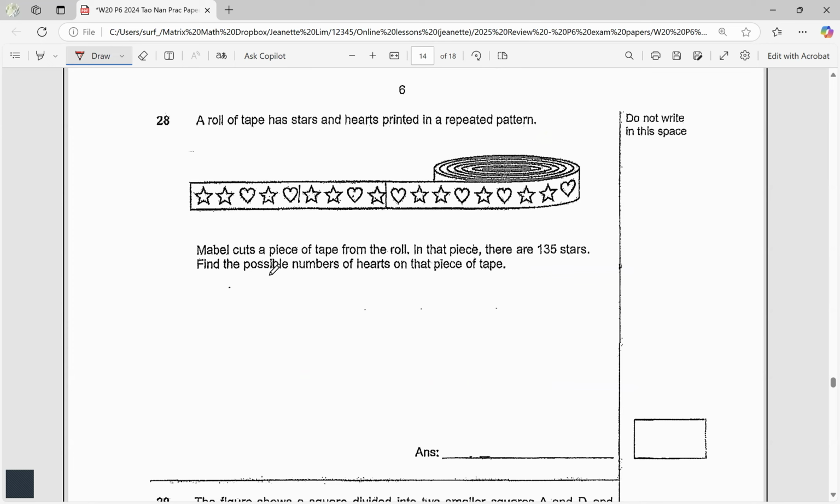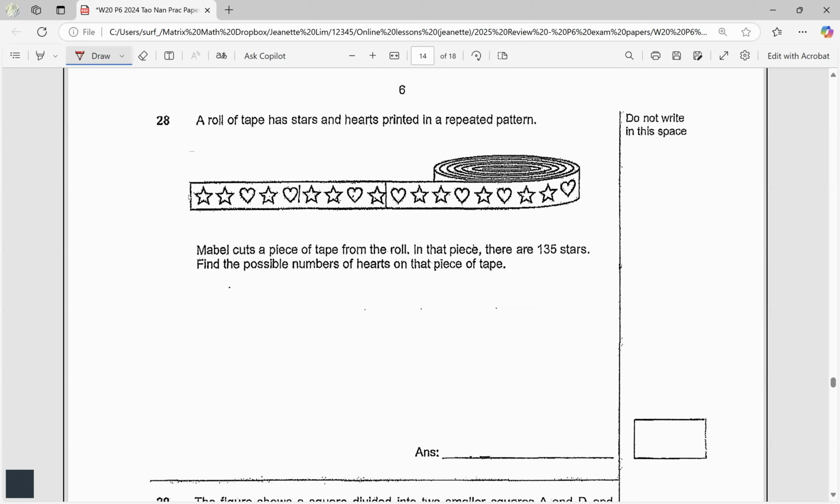Okay, why is it possible numbers of hearts? Because the piece of tape that she cuts may not start with this. It could be that the piece starts after the first star, or after the second star, or after the first heart. We are not told that it has to start from this as shown here. So anyway, let's first take it as it starts from here. Then we'll work down all the possible answers.